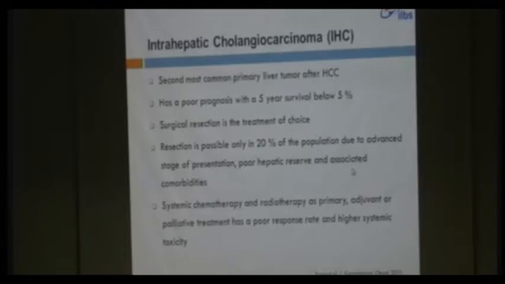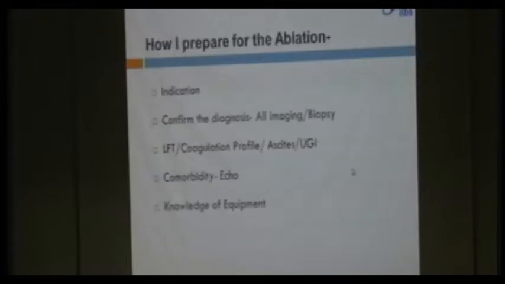Systemic chemotherapy and radiotherapy, as a primary, adjuvant, or palliative treatment, have a poor response rate and high systemic toxicity. So whenever a patient is referred to us for ablation, we usually reconfirm the diagnosis, and most of the time require a biopsy. We also evaluate the clinical profile of the patient by knowing the liver function test, coagulation profile, any portal hypertensive features, and any associated comorbidity.